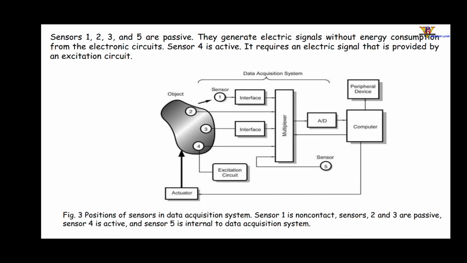So 1 and 3 require an interface, while sensors 1, 2, 3, 5 are passive because they generate an electrical signal without energy consumption from the electronic circuit. Sensor 4 is active. Why is it active? Because it requires an excitation circuit for its operation. To generate the signal through sensor 4, it requires an electric signal that is provided by the excitation circuit.